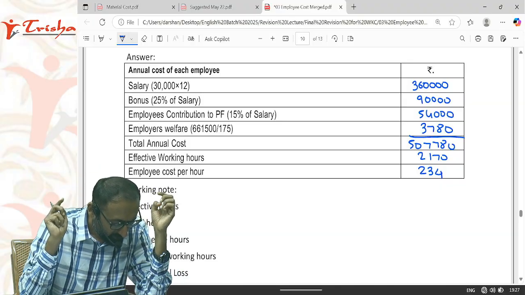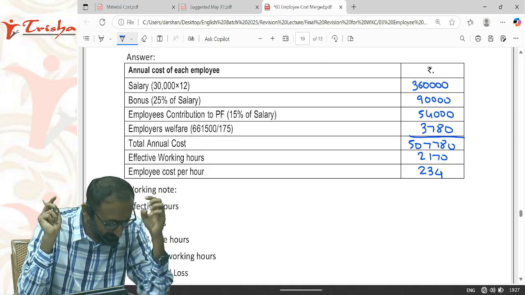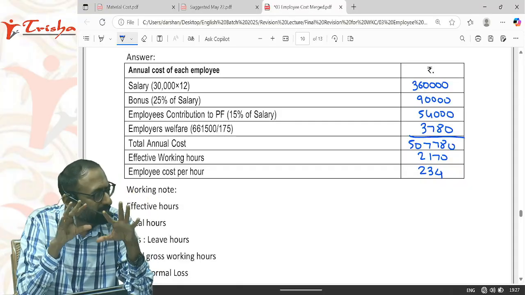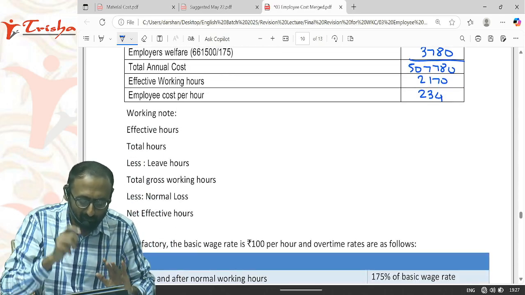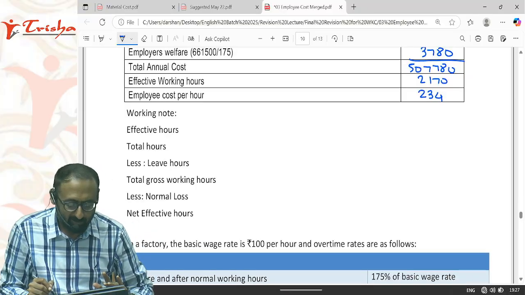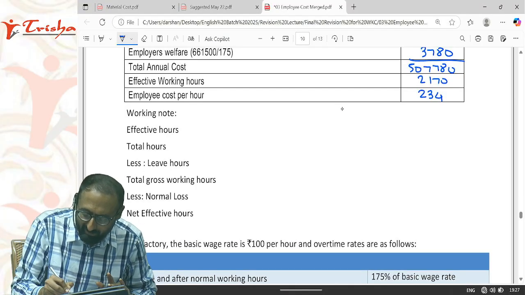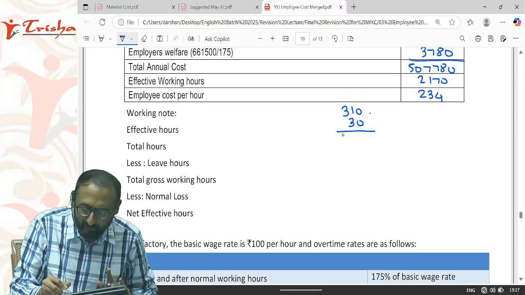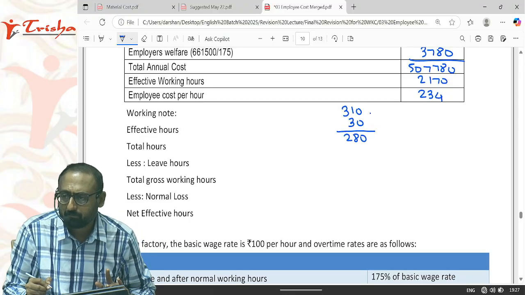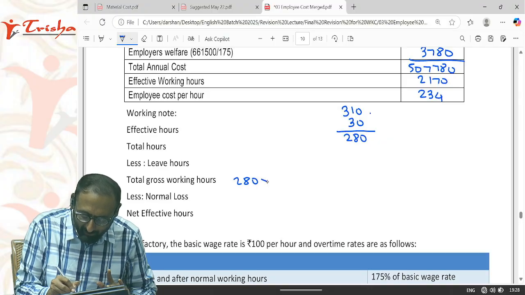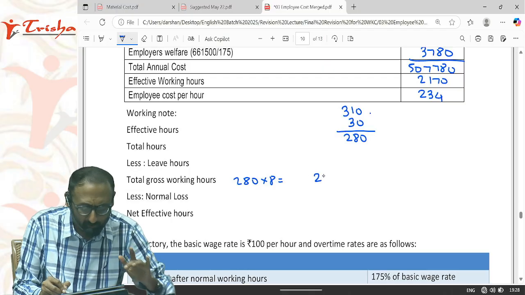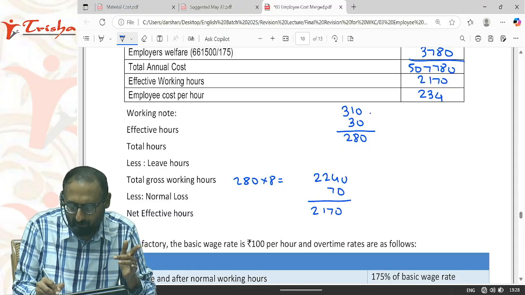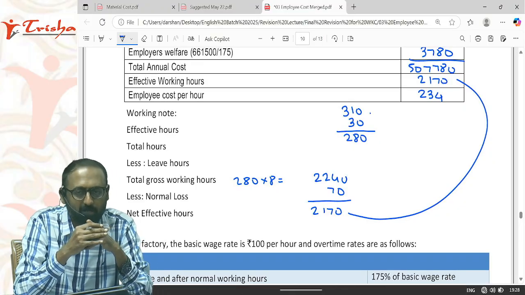Yes, sir. Correct answer given by Deepa, Vinutha, Ektha. Everyone gave the correct answer. So 234 is your correct answer. Now how have you calculated this? Number of working days are 310. 30 days are deducted. Effectively, 280 days are available. Now 280 multiplied by 8 hours is 2240. And normal idle time will be 70. So 2170 effective hours, and dividing by it, you will get the rate per hour.